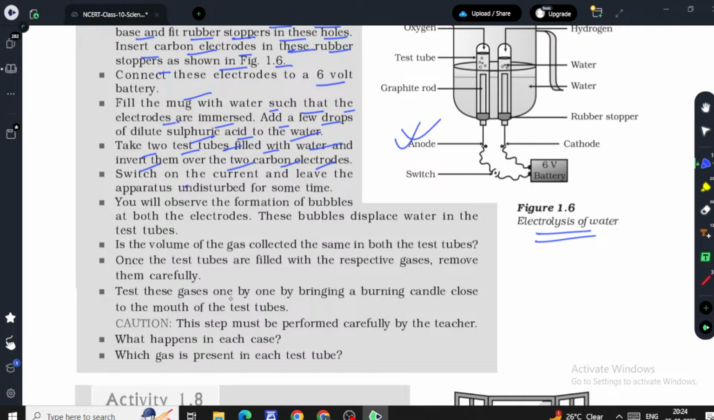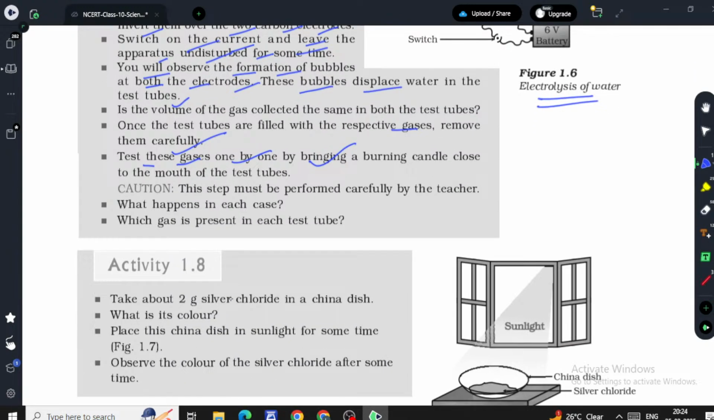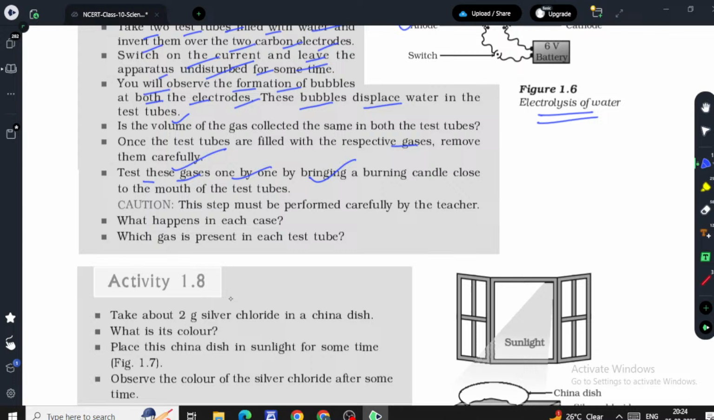Switch on the current and leave the apparatus undisturbed for some time. You will observe the formation of bubbles at both of the electrodes. These bubbles displace water in the test tubes. Is the volume of the gas collected the same in both test tubes? Once the test tubes are filled with the respective gases, remove them carefully. Test these gases one by one by bringing a burning candle close to the mouth of the test tubes. Caution: this step must be performed carefully by the teacher. What happens in each case? Which gas is present in each test tube?